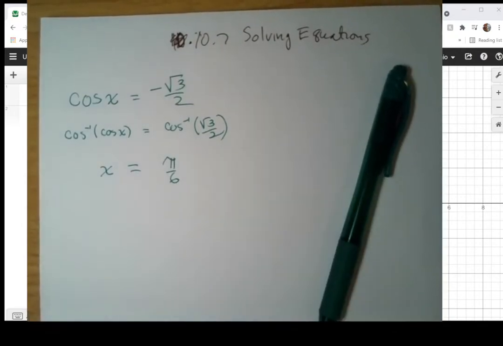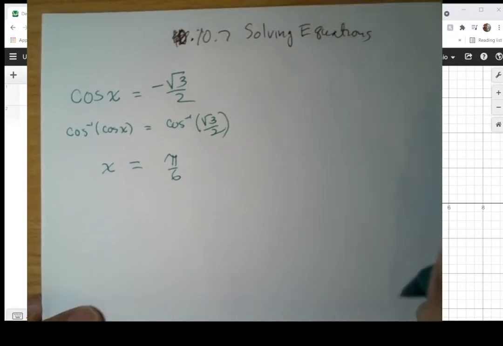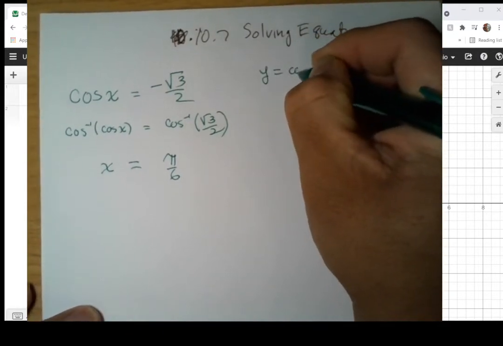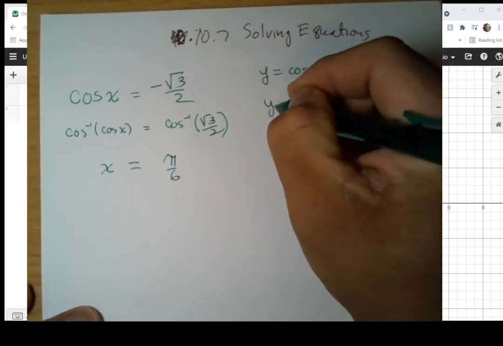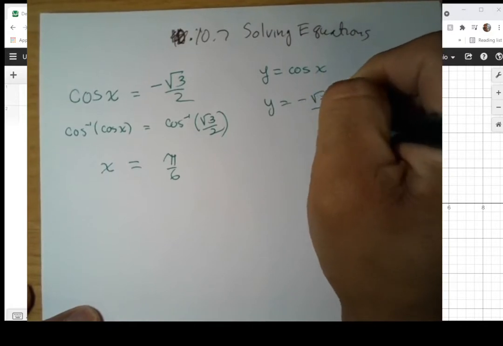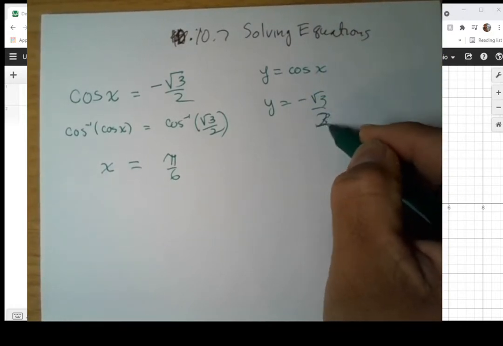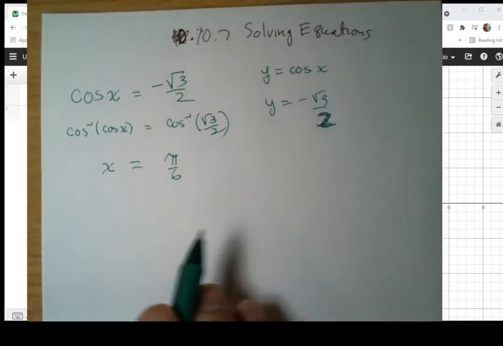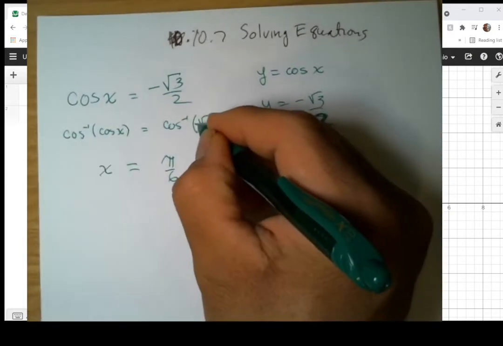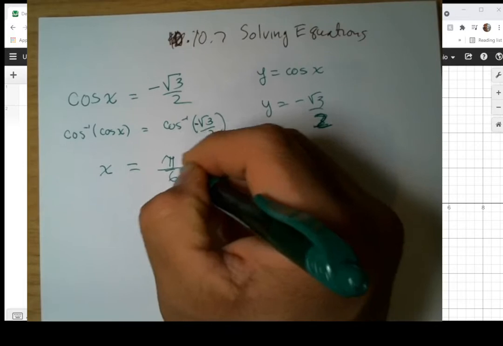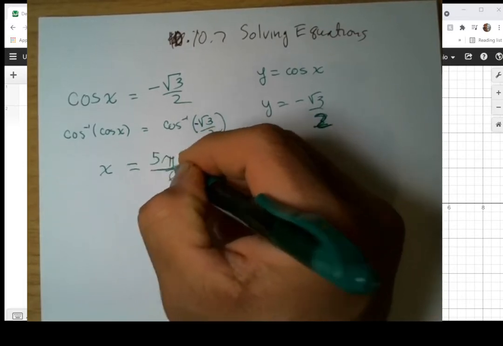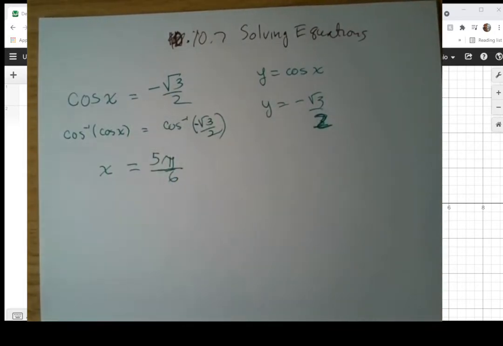But now let's take a look at the graph. If we interpret these as two separate functions, y equals cosine x and y equals negative root 3 over 2. Excuse me, I forgot the negative there. So we're looking at one in the second quadrant, so it's actually 5 pi over 6.